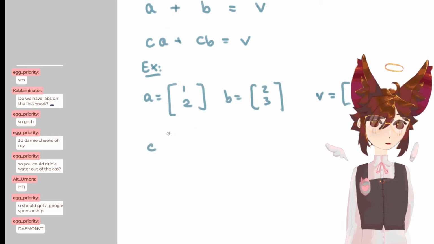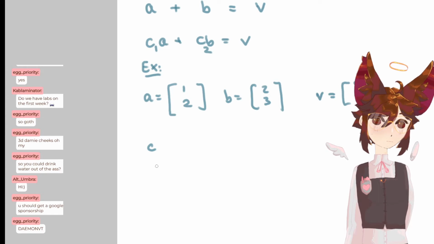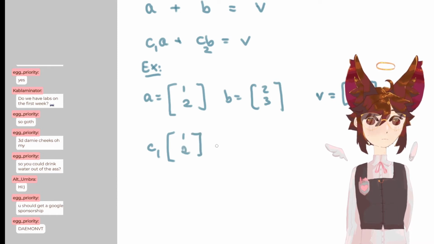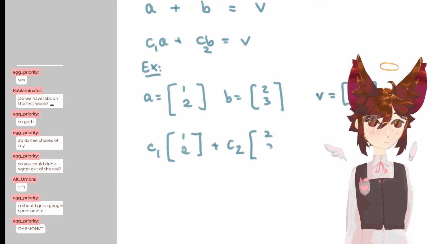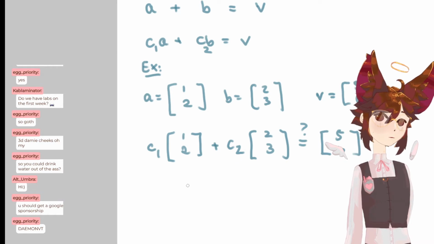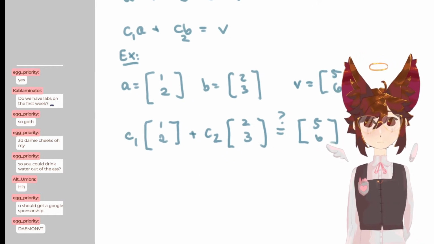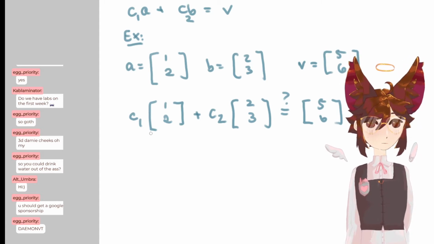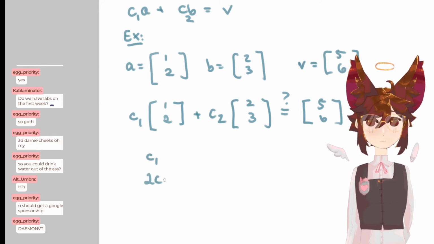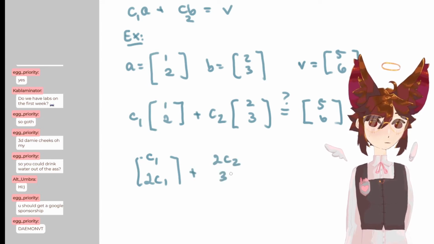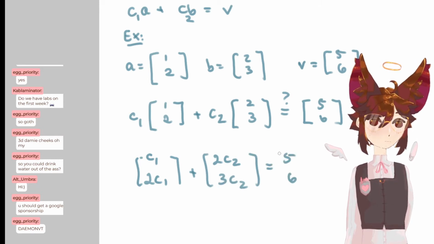So we'll have C times, sorry, these really should be C1 and C2, because we want to have two different constants. It's not necessarily the same thing. C1 times 1, 2 plus C2 times 2, 3. We want to know if that's ever equal to 5, 6, or what these constants would have to be to do that. So if we use our rules for vectors and multiply this out, we're going to get C1, 2C1, and then 2C2, 3C2, and that's going to equal 5, 6.